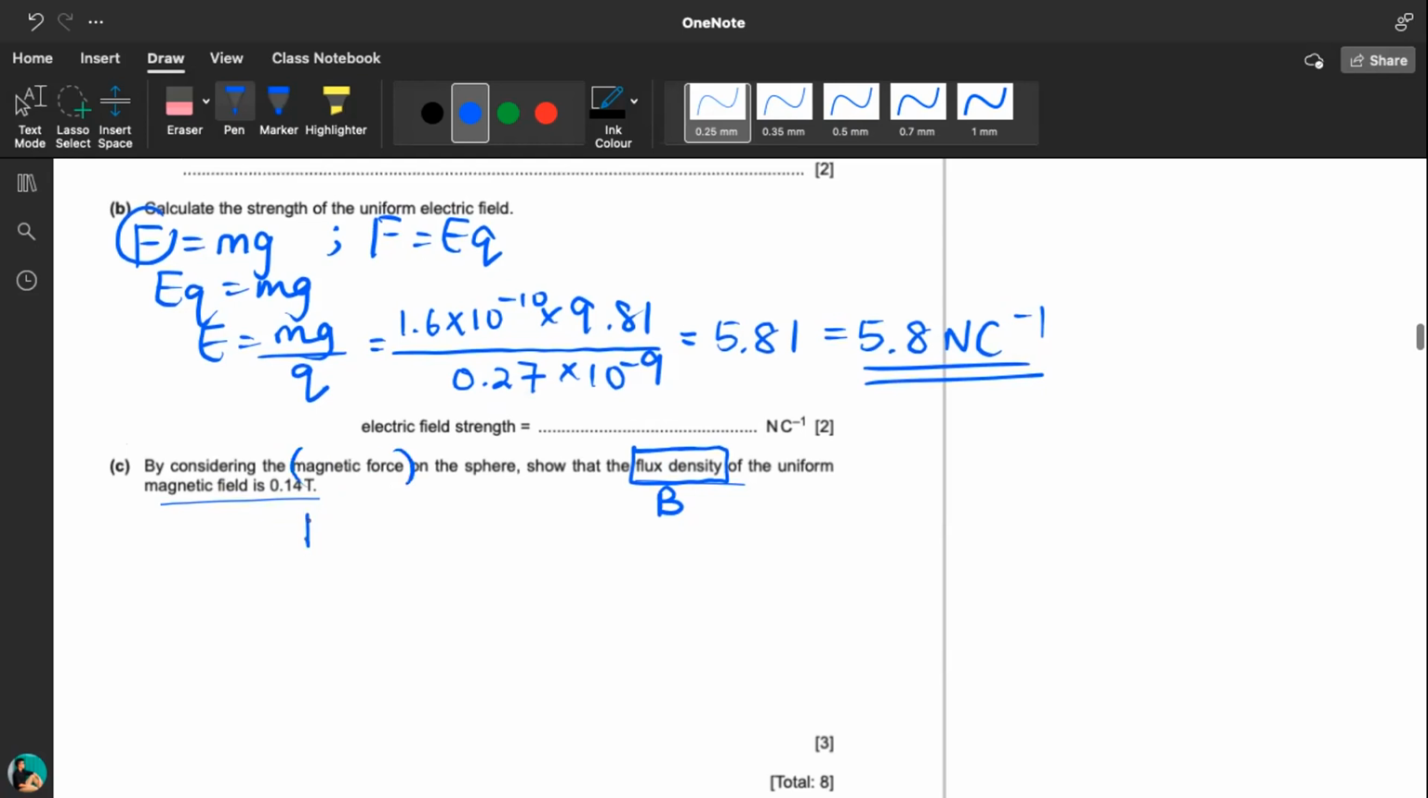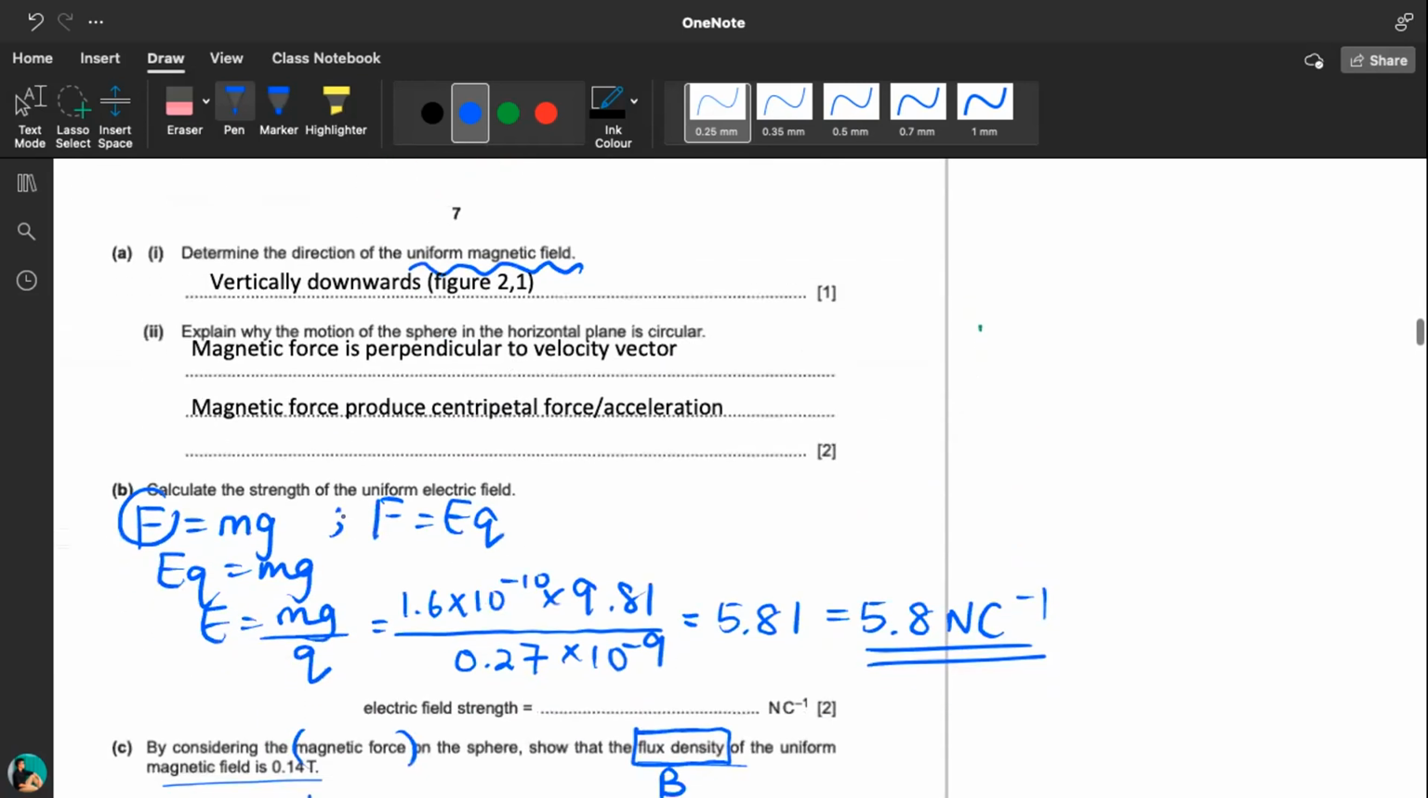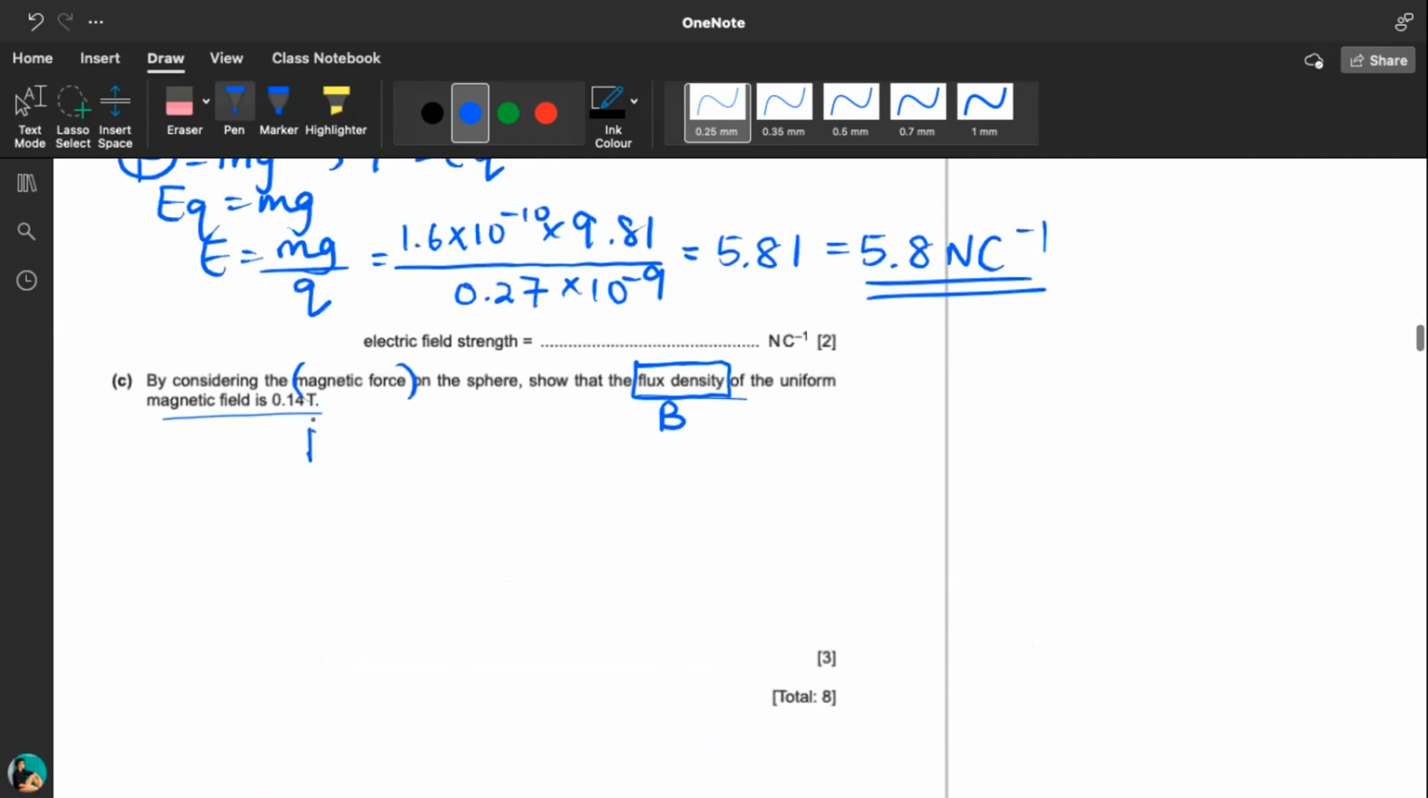So what's the magnetic force formula already? This is a point charge, right? A point charge, the formula is BQV. Okay, F equals BQV, so equals to the centripetal force, mv squared over R.